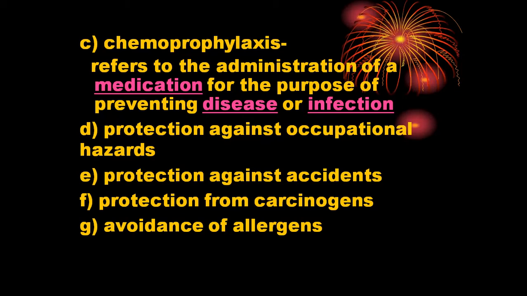Protection against occupational hazards. There's a chapter on occupational disease. We will read about protection against them later on. Protection against accidents. You already covered in the chapter on non-communicable diseases. Protection from carcinogens. We have been taught about cancers and avoidance of allergens.